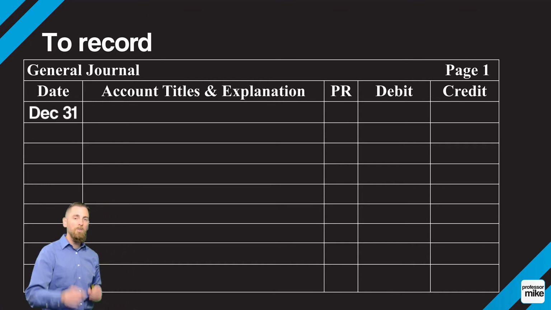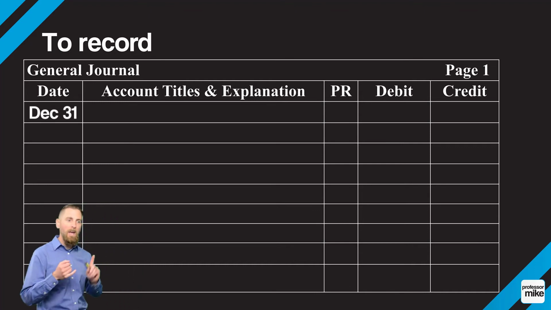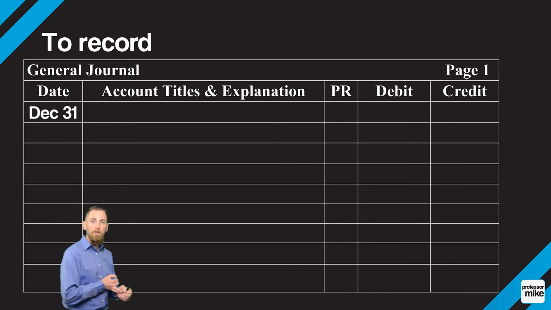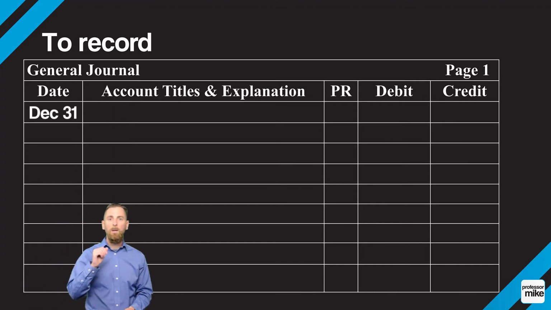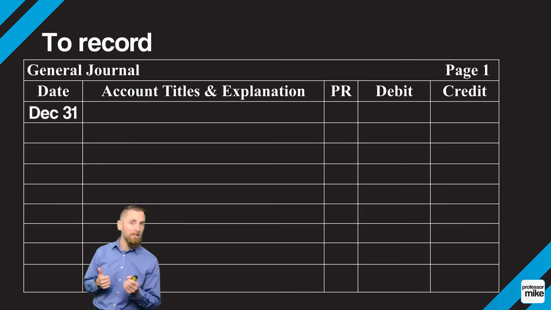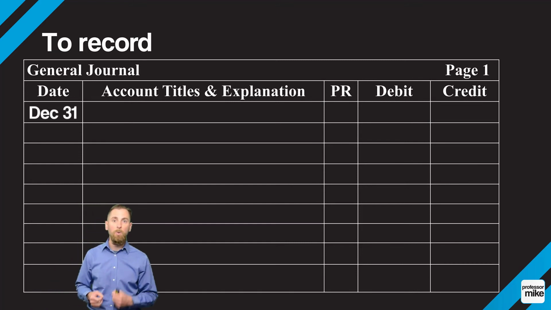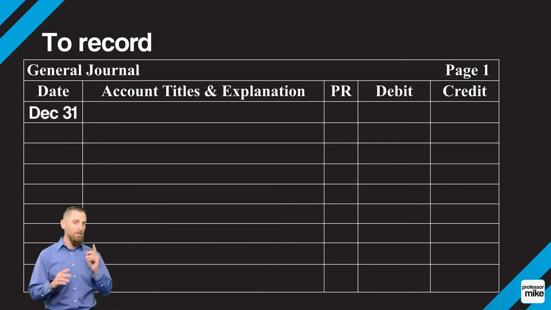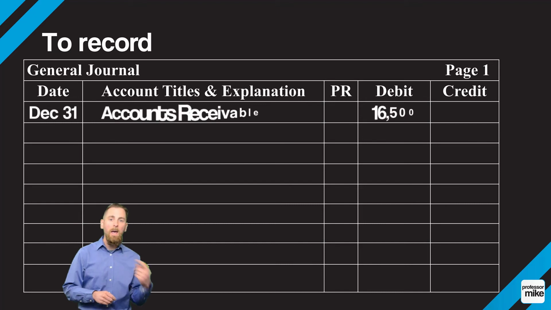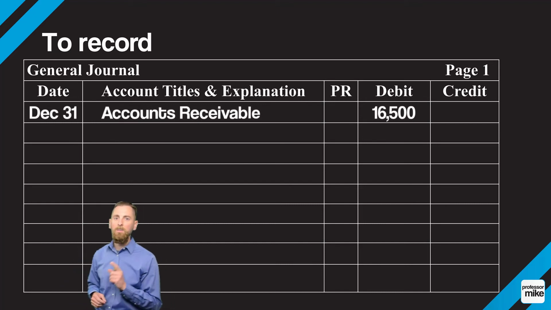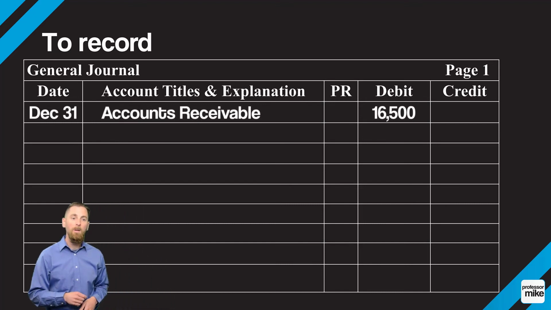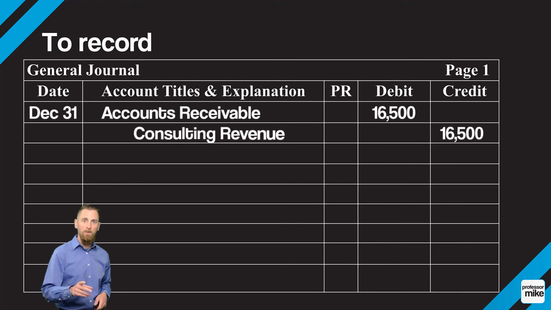Perfect. So we've got accounts receivable and consulting fees revenue. A receivable, which is an asset, and a revenue account. So the receivable is going up by $16,500, so we're going to debit it, absolutely. And we're going to credit the consulting fees revenue to the tune of $16,500.